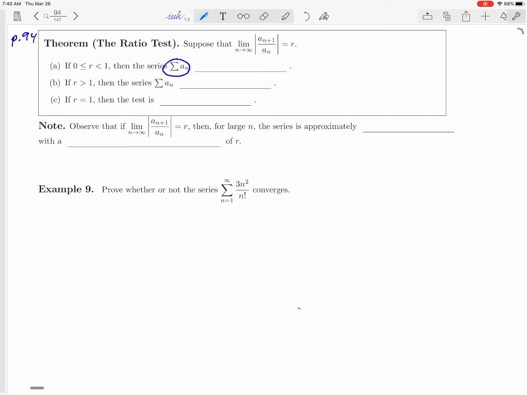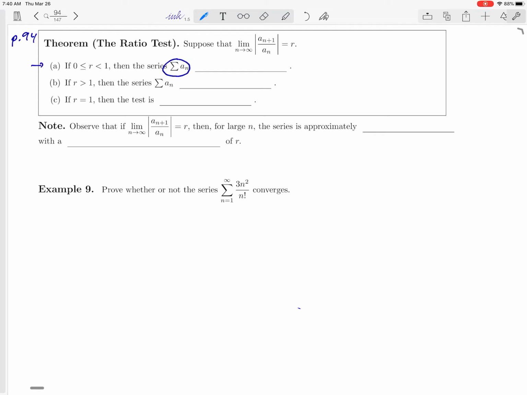We're going to start with a series, a_n. To do the ratio test, you start by taking a limit, the limit that you see here. It's an unusual limit. It's the limit of the ratio between the n plus first term in our series, a_(n+1), over the nth term in our series. We calculate that limit and get a number r. Depending on what r is, we can tell whether our series converges or not.